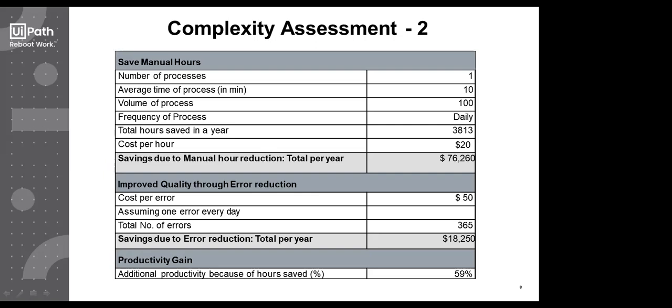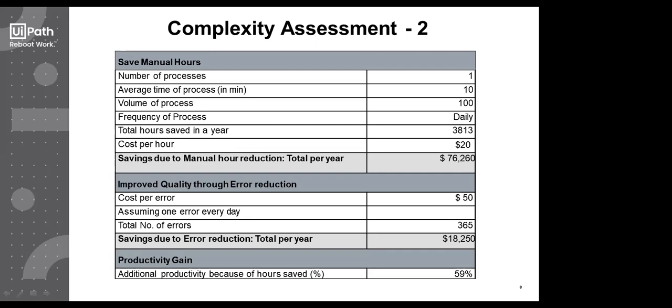So you multiply that, what's the cost and how many total hours you have saved, and you get your savings due to manual hour reduction. So that's your total saving due to manual hour reduction because now the bot is in play.